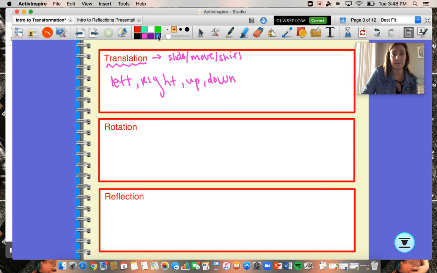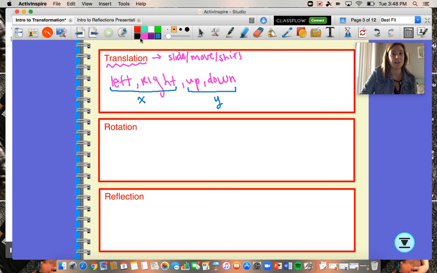If we're talking about something on a coordinate grid, what moves left and right? X. What moves up and down? Y. Right? So these are going to be things that are added or subtracted from our X and our Y value. That's what's going to make it move those ways.